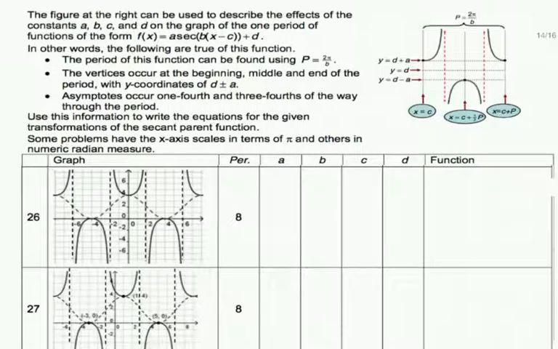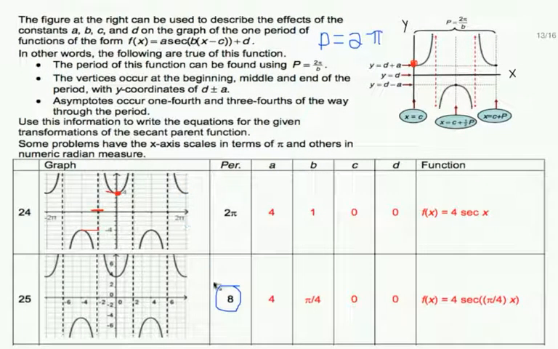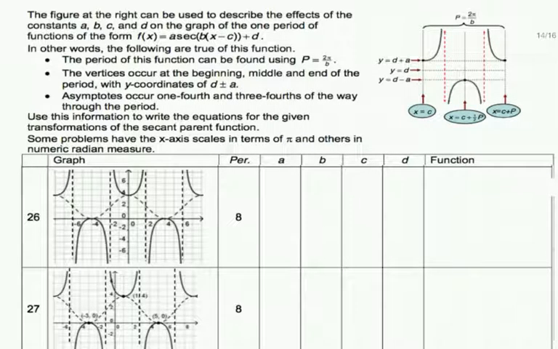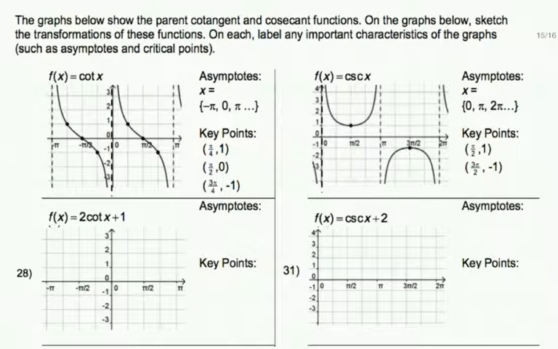All right, so for 26 and 27, your period length is 8, just like it was for 25, so you should be able to find your B value pretty easily. I want you to try to find your A, B, C, and D for these, and then what the equation would look like. It should not be too hard.